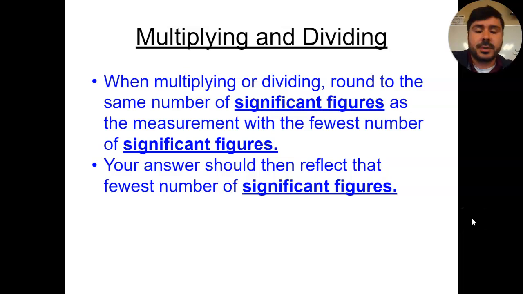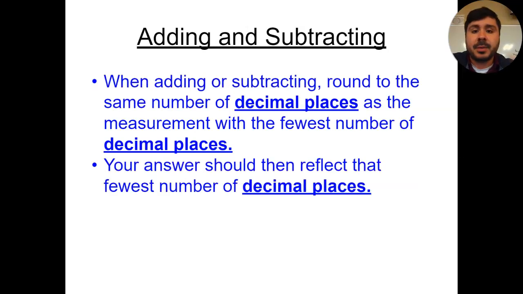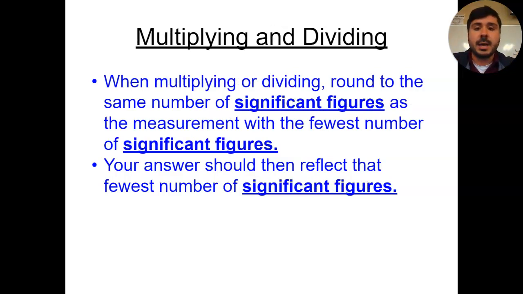So again, it's a little bit different here, right? Because previously with adding and subtracting, which we will look back up to in a second here, decimal places was the case, right? Whenever we were adding and subtracting things, we were always looking at decimal places and the fewest number of decimal places, and that's what your answer reflects. Now with multiplying and dividing, we're back to sig figs, okay?